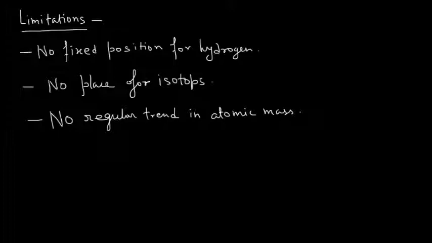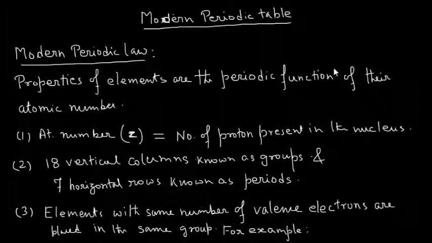After the rejection of Mendeleev's periodic table, a new concept for classification of elements came into existence, known as the modern periodic table. Now, modern periodic law. The modern periodic table is based on the modern periodic law. What is the modern periodic law? Properties of elements are a periodic function of their atomic number. Initially, atomic mass was taken. In the modern periodic law, we have changed atomic mass to atomic number. So, properties of elements are a periodic function of their atomic number.